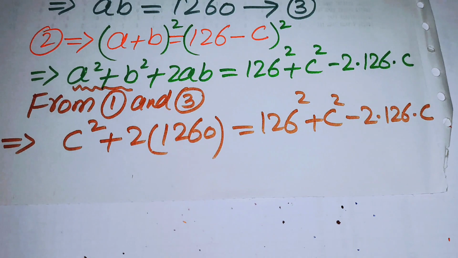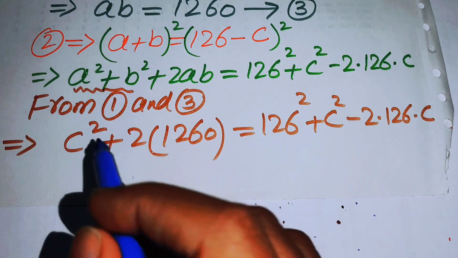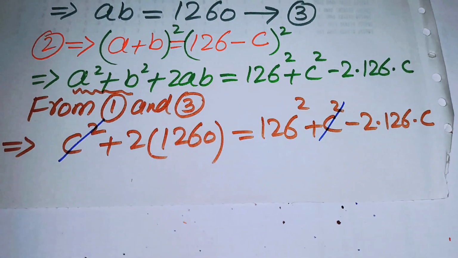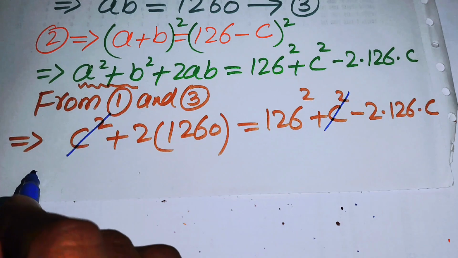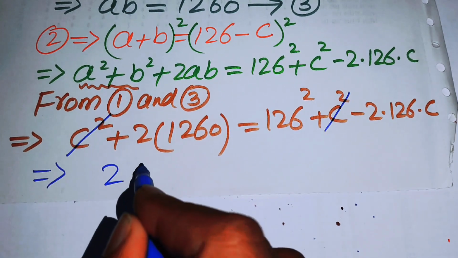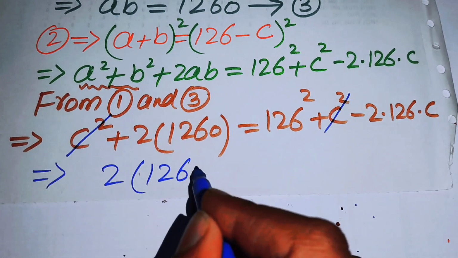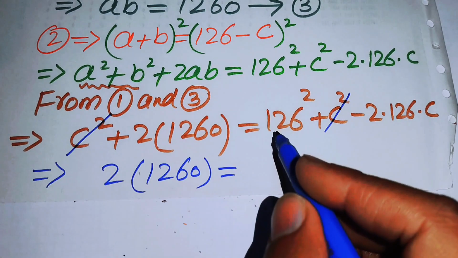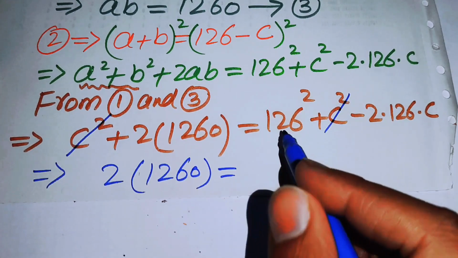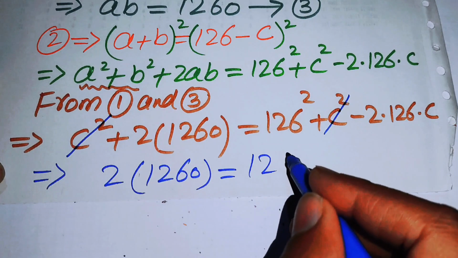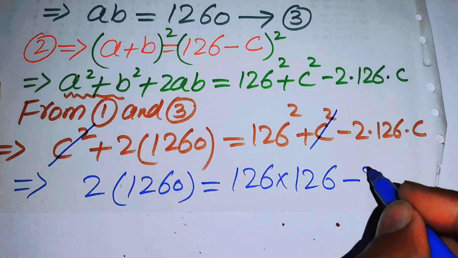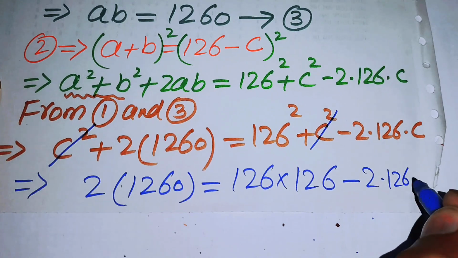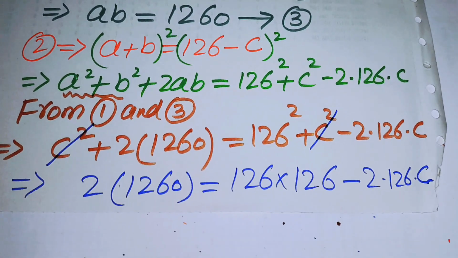And now in the next step you focus on both sides, and you see that this plus c square and this plus c square cancel each other, and on the left hand side we get 2 times 1260 equals 126 multiplied by 126 minus 2 times 126 into c.